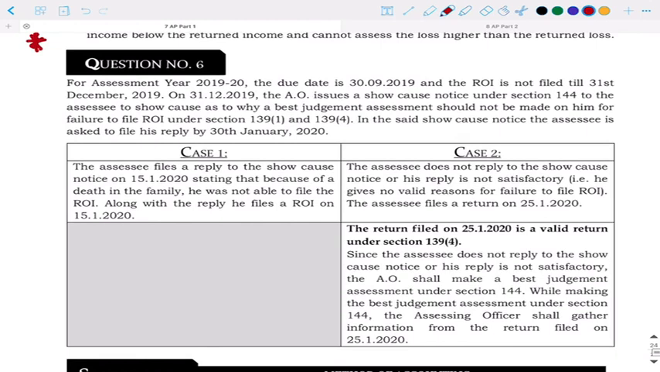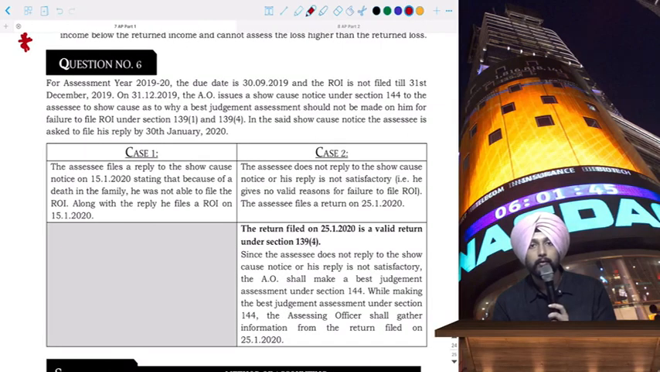Look at question number 6, please. Assessment year is 1920, due date is 39/19, and the return of income is not filed till 31st December 2019. On 31st December, the assessing officer issues a show cause notice under section 144 to the SSE to show cause as to why best judgment assessment should not be made on him. Is the time to file belated return over? Answer is no. SSE can still file belated return under section 139(4).